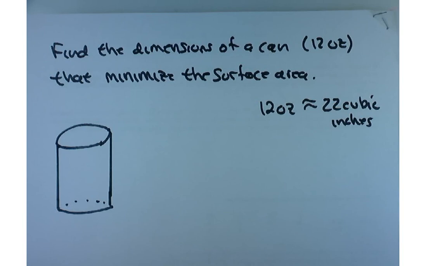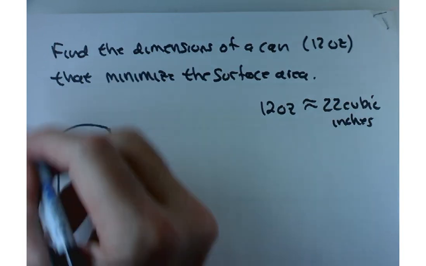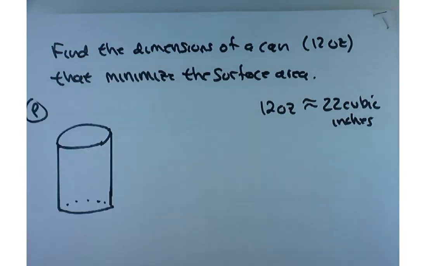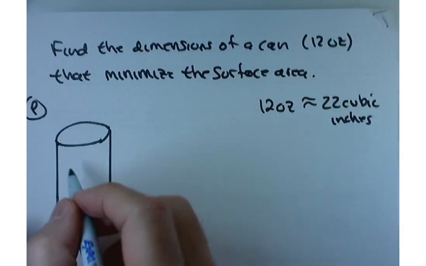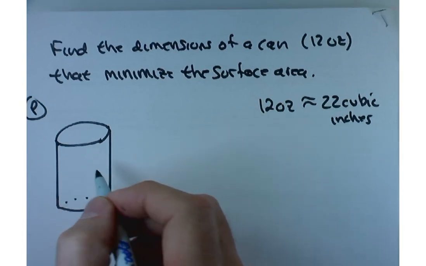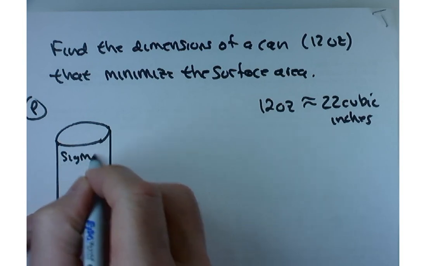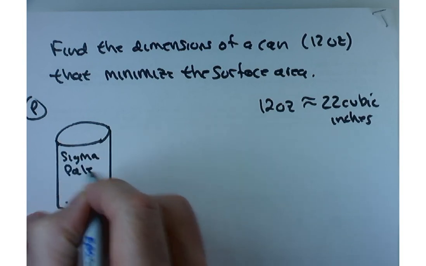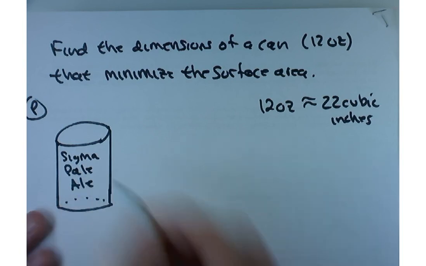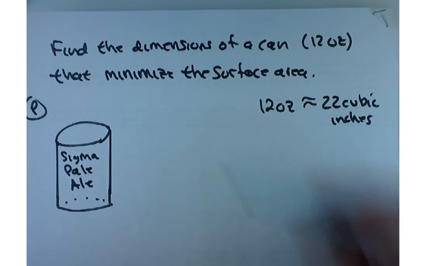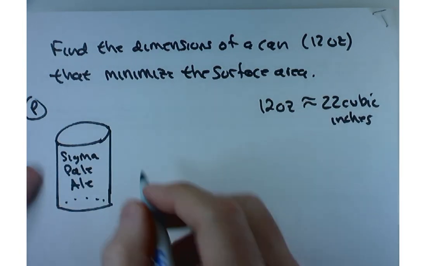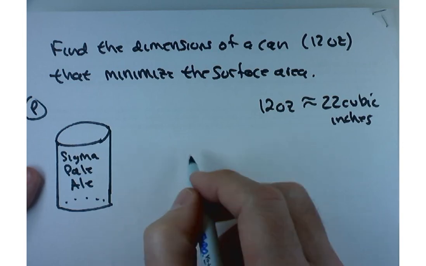But other than that, there's really not much of a constraint. So here's our wonderful picture. We can call that Jeff's Beer or Sigma Pale Ale. I don't know, Sigma Pale Ale sounds kind of at least vaguely mathematical. Nice. Now, if you're minimizing the surface area, then there's a couple things to think about.